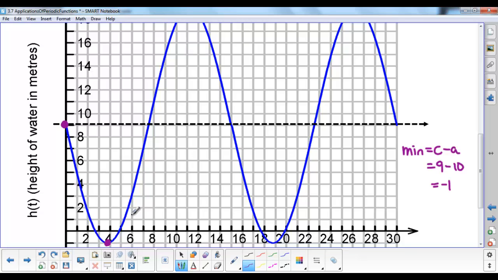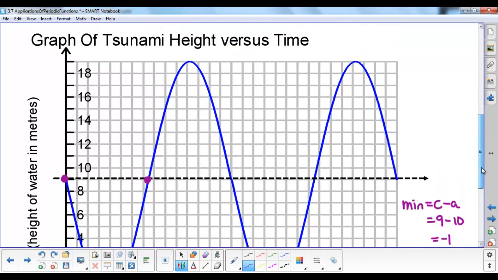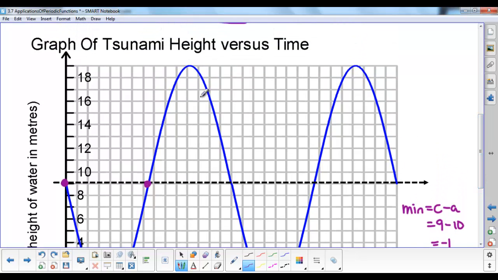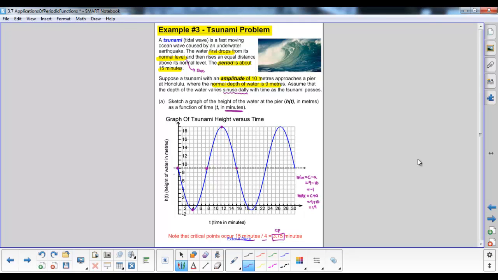The next critical point, back to the midline. The next critical point tells us to go to the max. So back to our graph over here, our next critical point has a maximum at 19, and then again back to the midline. So what I've drawn already here is our first cycle. We'll just continue on with the function because we have the space for it.